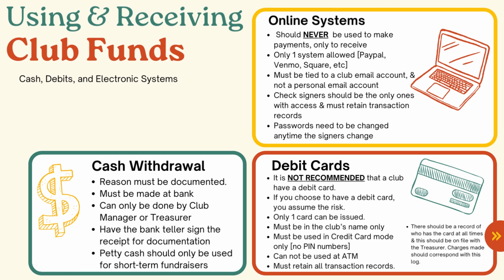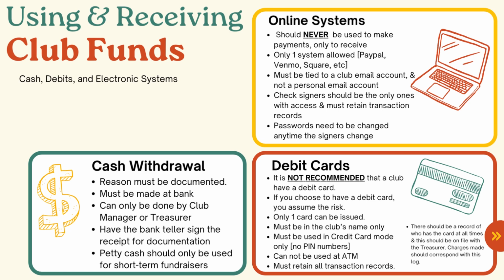Petty cash, if you have that, only one person should be responsible for the written log and it should be well maintained. Disbursement and records need to be kept. All of these transactions should only be done by the club manager or the club treasurer. Once we get the receipt for the petty cash, we should have the bank teller sign the receipt for documentation. Again, petty cash should only be used for short-term fundraisers and should not be kept long-term. If a theft occurs with this cash, it should be reported immediately, both to the authorities and to the county extension office.